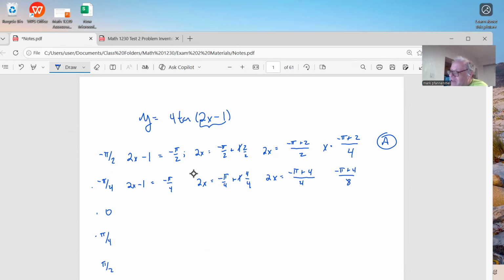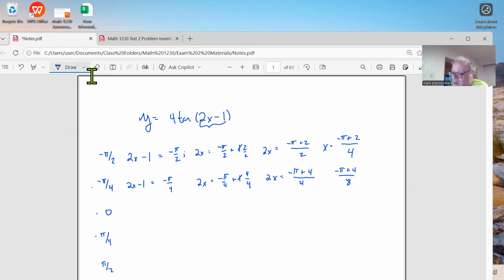I'm going to erase my A for a moment; I'll bring it back in a moment. One of the things I'm interested in is making a pattern, because that's one of the ways I'm going to check whether my numbers are all correct. I'm noticing that there's an 8 here. Can I do anything to this first piece so that it's all over 8s rather than over 4s? Sure, I can multiply by 1. So this is negative 2 pi plus 4, all over 8. My next point is negative 1 pi plus 4, all over 8.